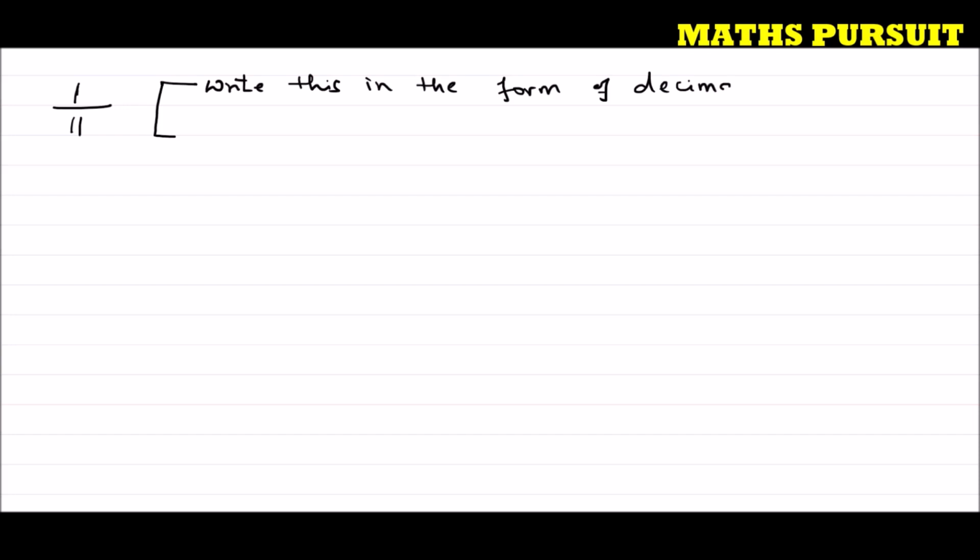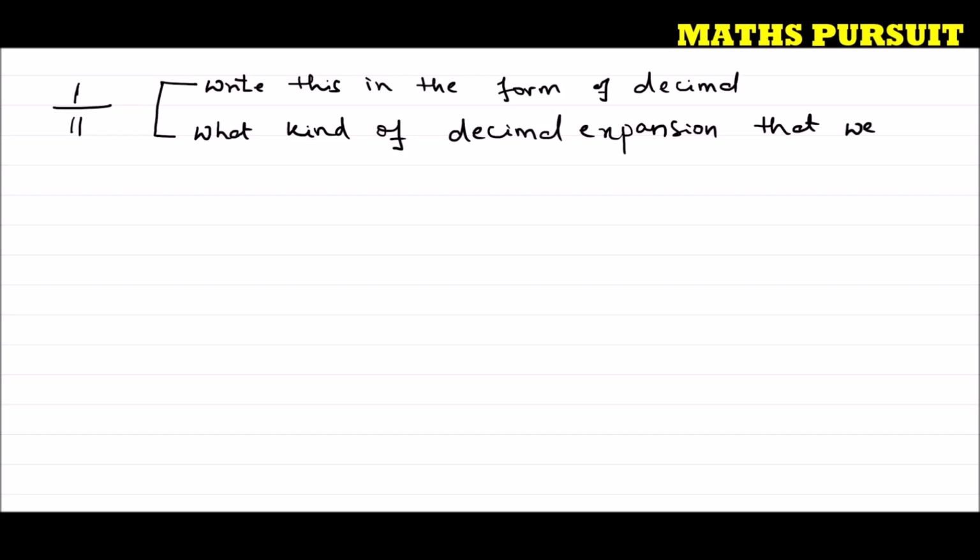And the other thing that the question is asking us to do here is we need to find out what kind of decimal expansion we got. These are the two things that we need to do on the given rational number. So the given rational number is 1 upon 11.